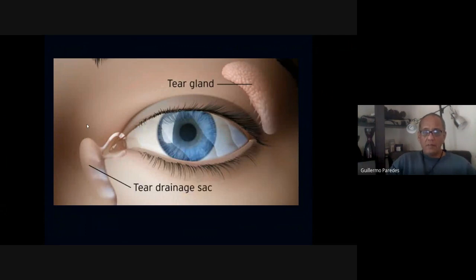Tear gland. Okay, we have the lacrimal sac. This is the lacrimal sac, and the tears go into your nose, and this is your tissue, facial tissue, whatever paper you want. Okay?